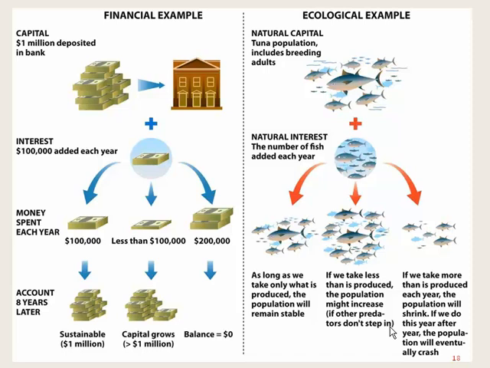So if you harvest the fish for a food source, say, as long as you only take as many fish as are born and survive each year, the original population of the fish, the tuna, is maintained. If you take less than are born or added to the population each year, then that population may grow depending on availability of its food sources or predation or other controls on its population.